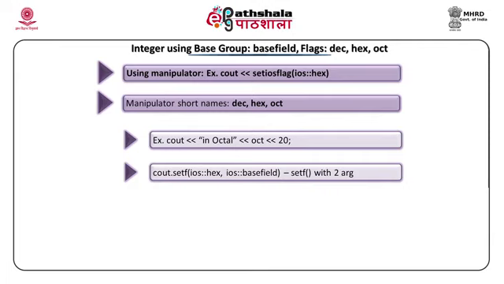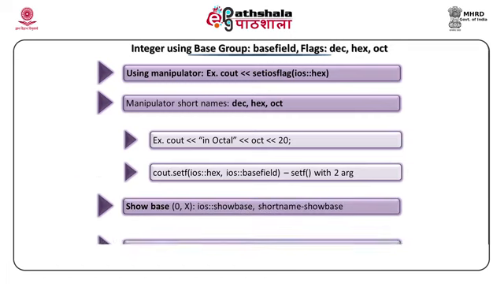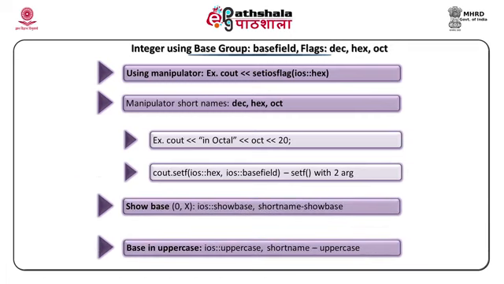Now, with this we can also specify whether I want to display the base or not. To show the base, we should use the ios::showbase flag, and we can even specify whether the base is to be shown in uppercase or lowercase, especially in case of hexadecimal. The base is shown as x, and if I want to show X in uppercase, I should specify uppercase. If I want to show x in lowercase, I should not specify uppercase. So, uppercase and showbase are the additional flags we can use with this type of data.